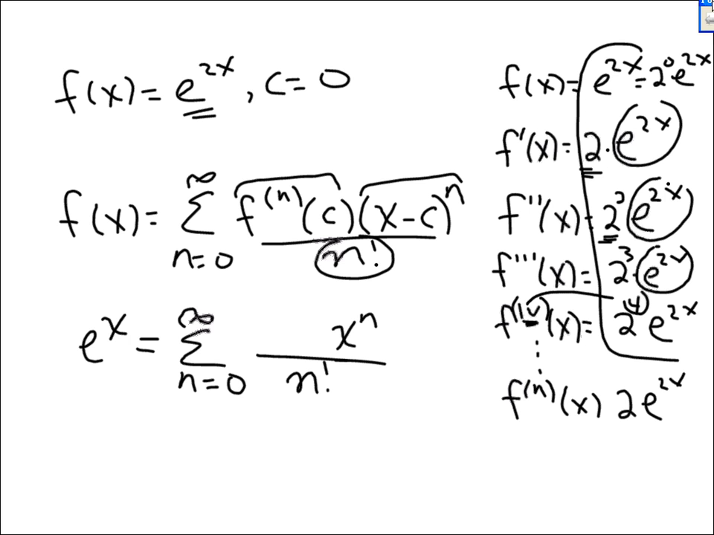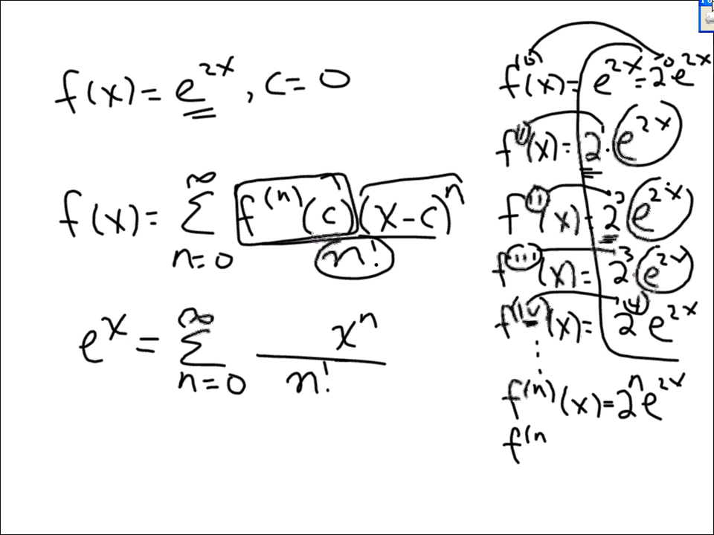The fourth derivative had a 4. The third derivative, the power of 2 was 3. The second derivative, the power of 2 was 2. The first derivative, the power of 2 was understood, 1. The 0th derivative, the power of 2 was 0. So the nth derivative would be that. But we don't just want the nth derivative of f. We want it at c. We want to know the nth derivative at c, which is 0.